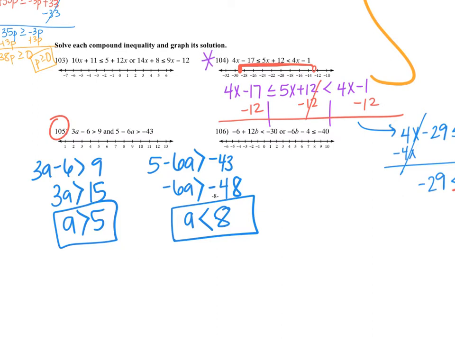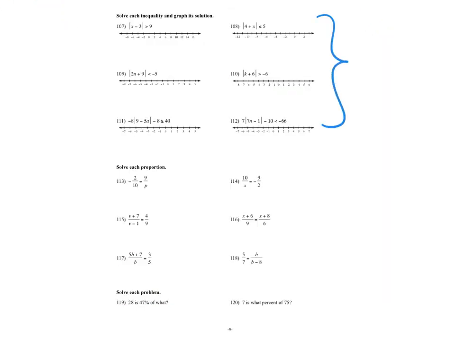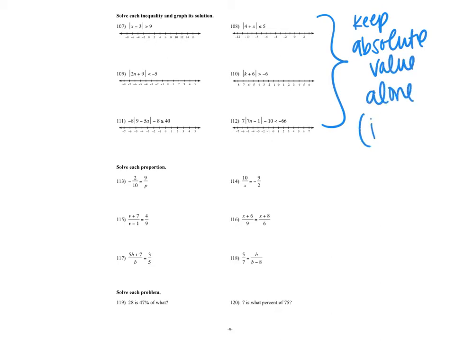And I'm going to graph. So here's my open circle at 5. Here's my open circle at 8. It's bigger than 5, less than 8. I could, in fact, write it out as a compound inequality. Okay, so now we move on to the next section for inequalities with absolute values, which is all of these. Now the main idea is to keep the absolute value alone or isolated.